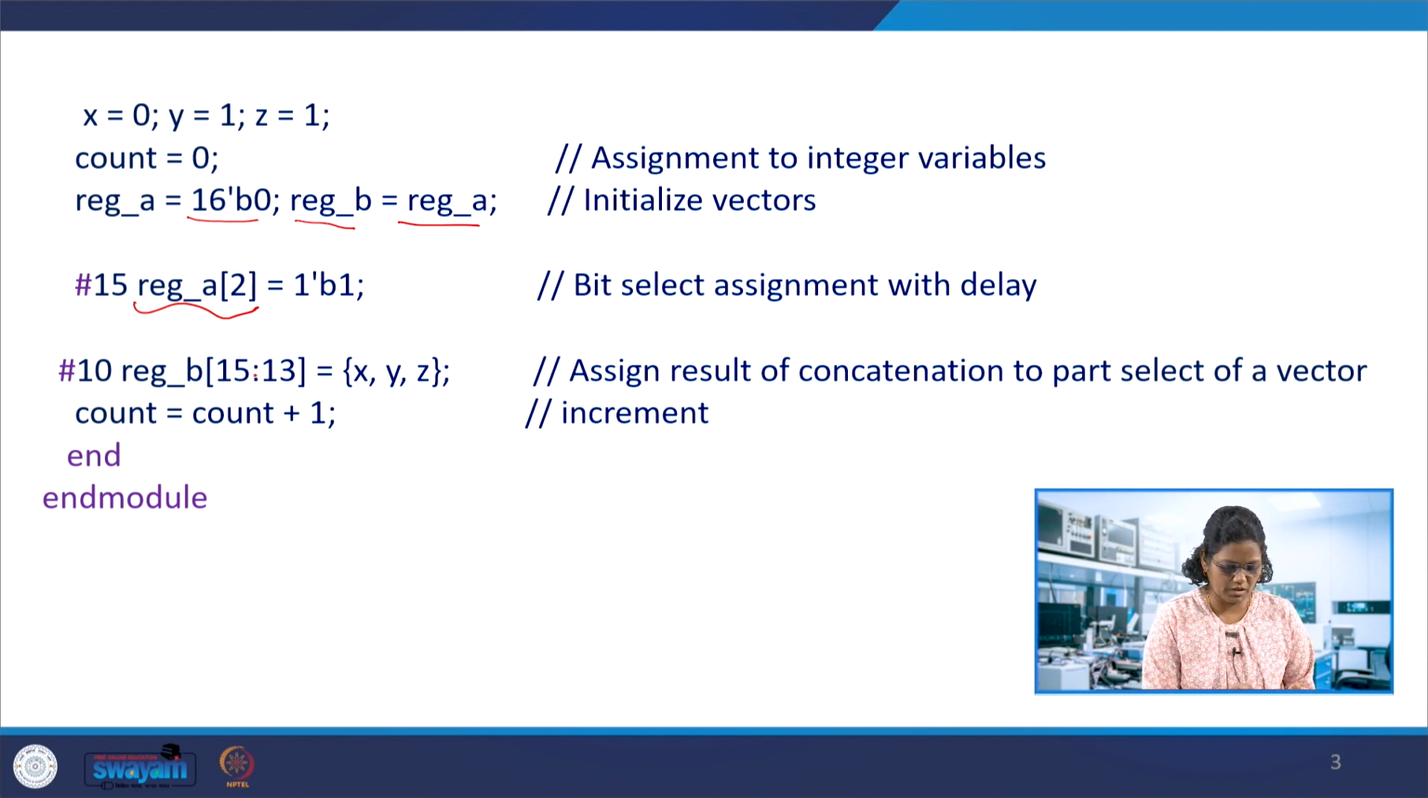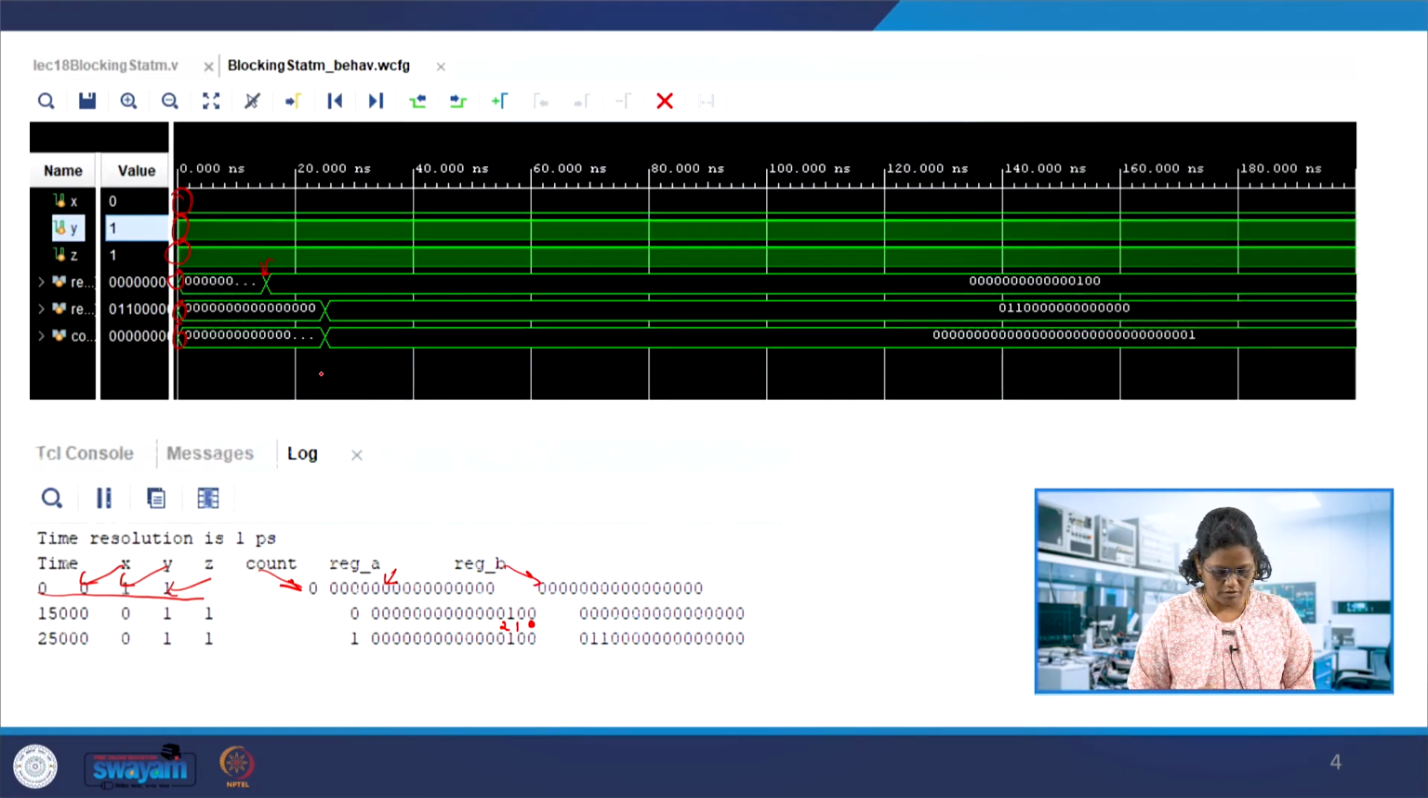So x, y, z, these bits need to be changed. Here we can very well see that after 10 time units, after 15, that is at 25, you can see this has the bit change of the last 3 bits. And this is the index change you can observe at this instant itself, and it is retained throughout the remaining simulation time. So reg B has the last bits changed to 0 1 1, since x is 0, y 1, z 1, so it's changed at 25.